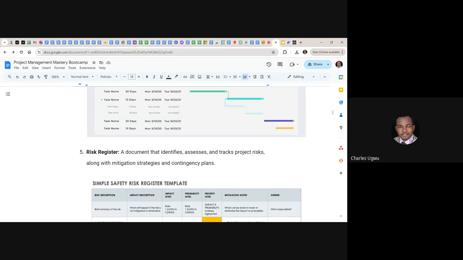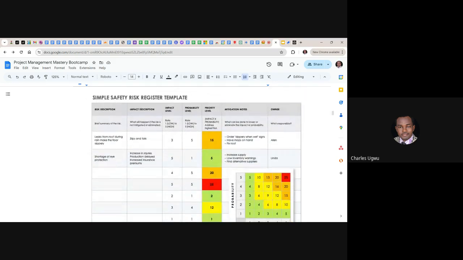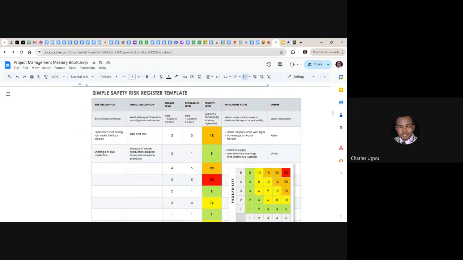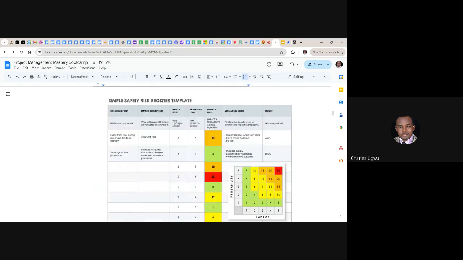So for that, we talk about risk management. So we look at the risk register. A risk register is a document for identifying, assessing, and tracking project risk along with mitigation strategy and contingency plan. So this is how a simple risk register should look. Look something like this.